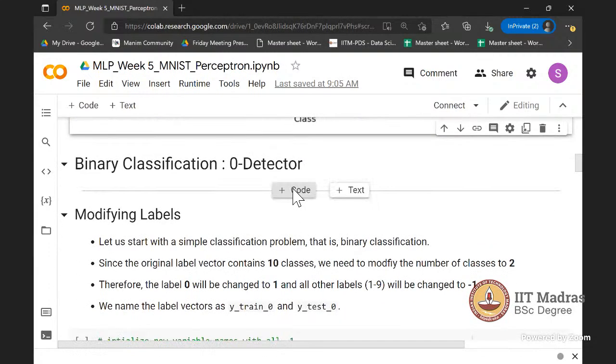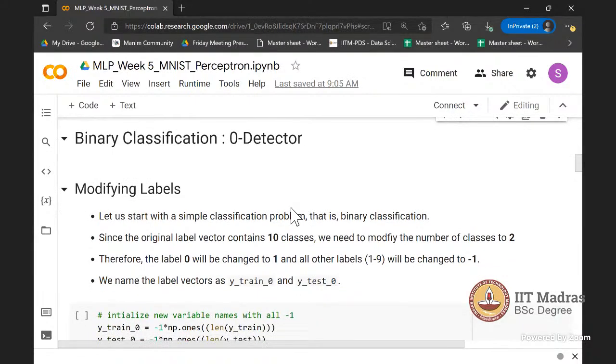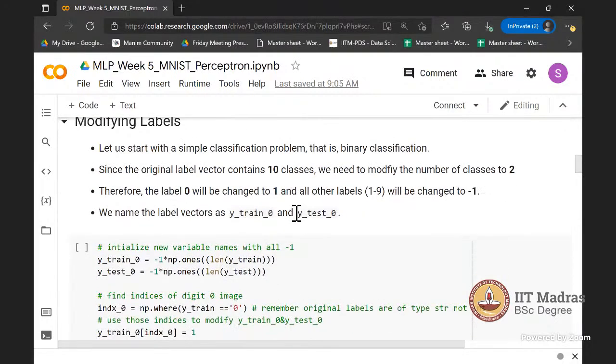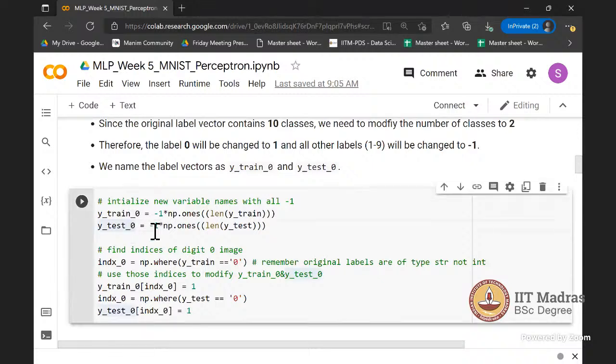Okay, so the next step is creating a binary classification estimator for the 0 digit. So we are going to assign +1, which is the positive class, for all 0 samples, and -1 for everything else. So first of all, we have to change our training and test labels. That's the only change that we'll have to make.